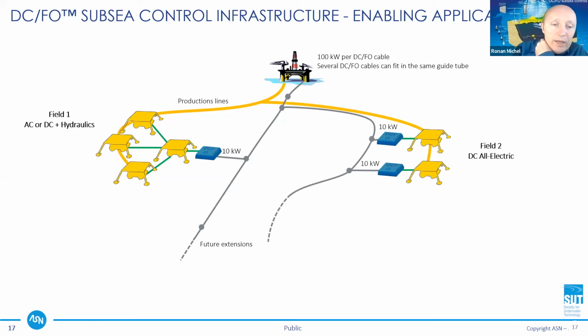Now we extend this system from the same backbone, and that can happen later on. So field number two may be developed with a new technology, which can be DC or electric, that is now becoming available, or it can be developed with another vendor than field one.